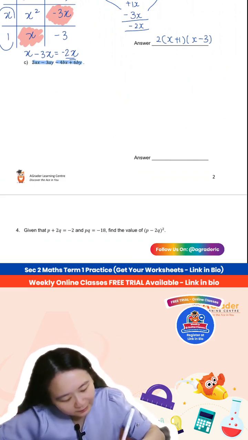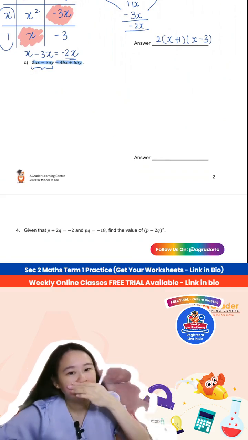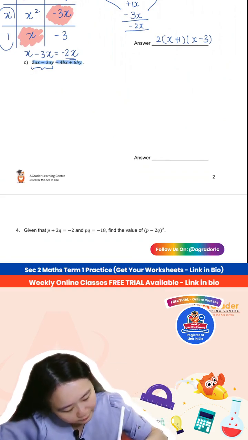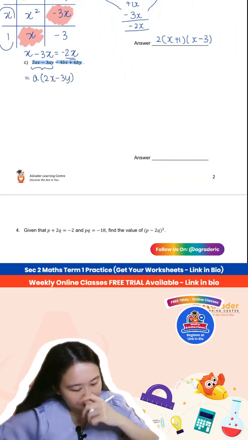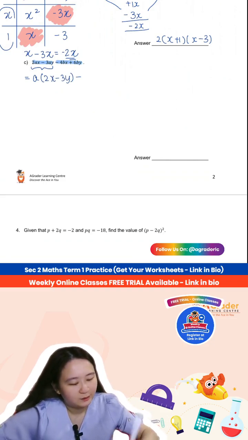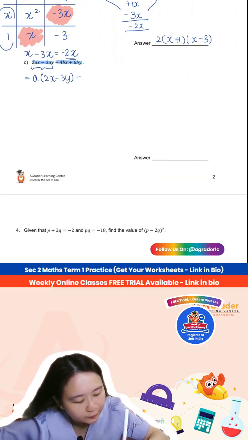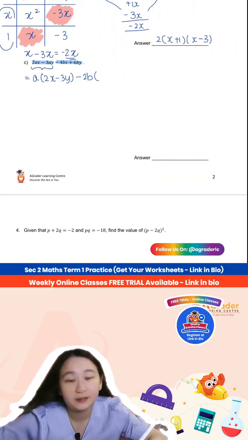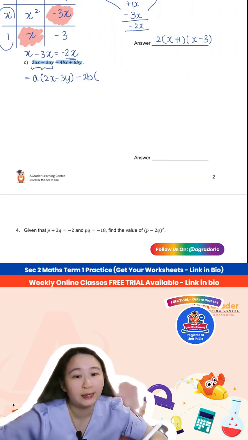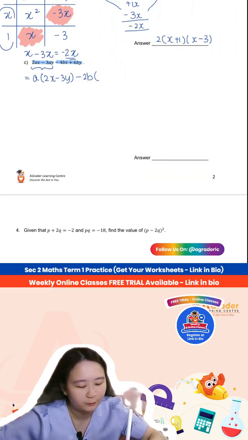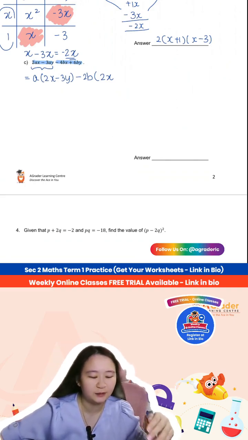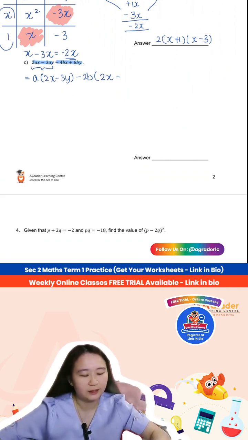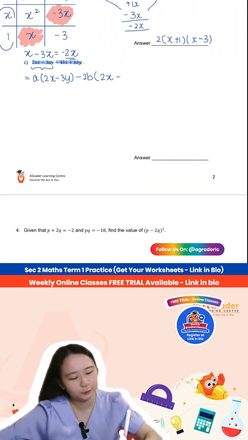For part C, this part, we can factorize out a. So when we factorize out a, we are left with 2x minus 3y. And then for the second part, we can factorize out negative 2b. So when we factorize out negative 2b, our negative 4bx, when we divide by negative 2b, we are left with 2x. And then the positive 6by, we divide by negative 2b, we have a negative term. So we get negative 3y.